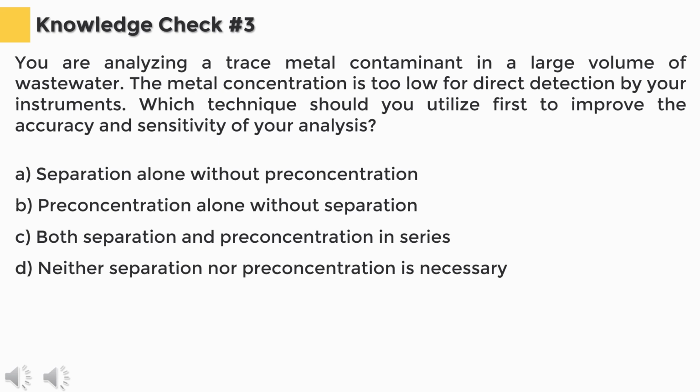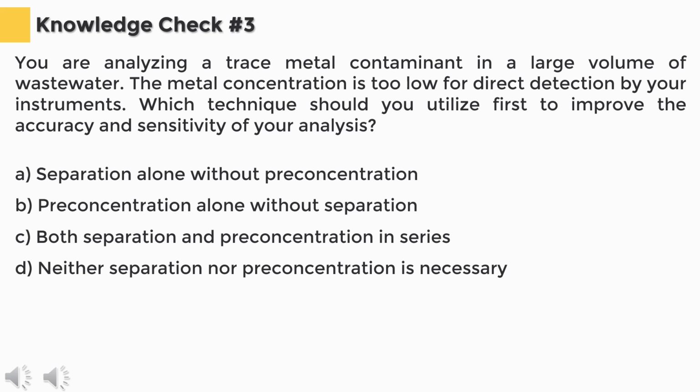For knowledge check number 3, you are analyzing a trace metal contaminant in a large volume of wastewater. The metal concentration is too low for direct detection by your instruments. Which technique should you utilize first to improve the accuracy and sensitivity of your analysis? A. Separation alone without pre-concentration. B. Pre-concentration alone without separation. C. Both separation and pre-concentration in series. Or D. Neither separation nor pre-concentration is necessary.